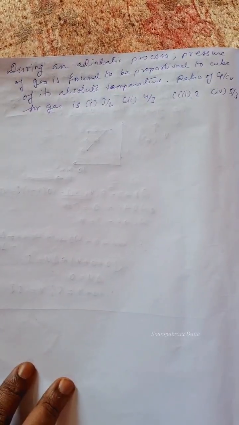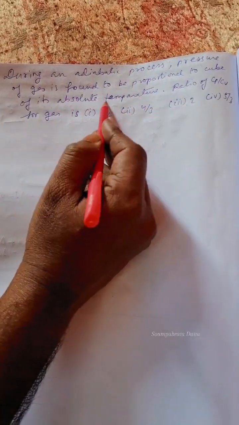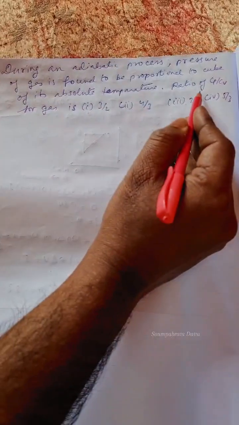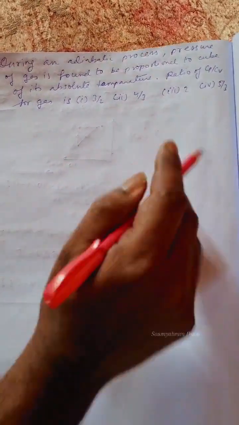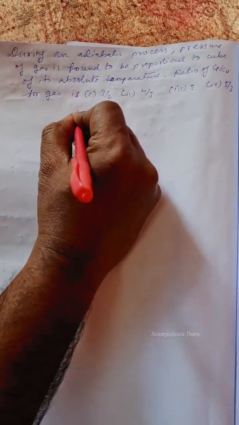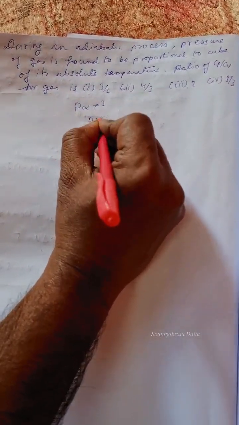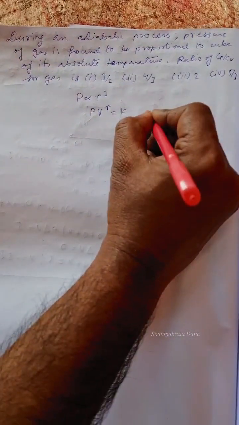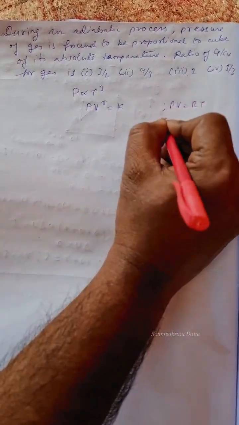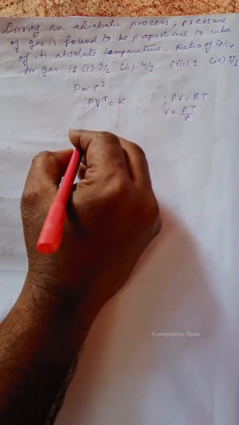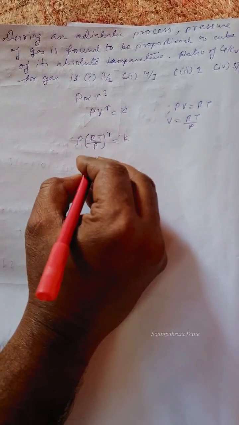Now a question on thermodynamics. During an adiabatic process, the pressure of a gas is found to be proportional to the cube of its absolute temperature. The ratio of Cp by Cv for the gas is 3 by 2, 4 by 3, 2, or 5 by 3. As we know, according to the question, P varies as T cube. Again, according to the equation of an adiabatic process, PV to the power gamma equals K. We know PV equals RT, so V equals RT by P.